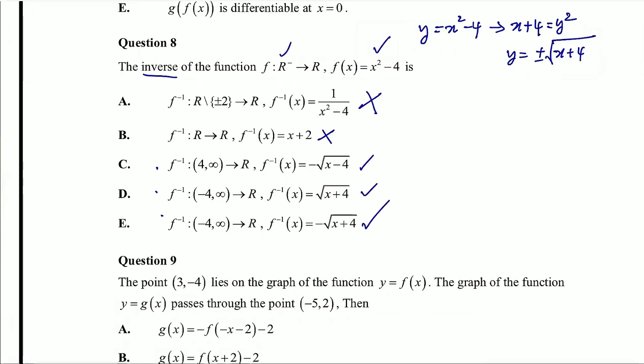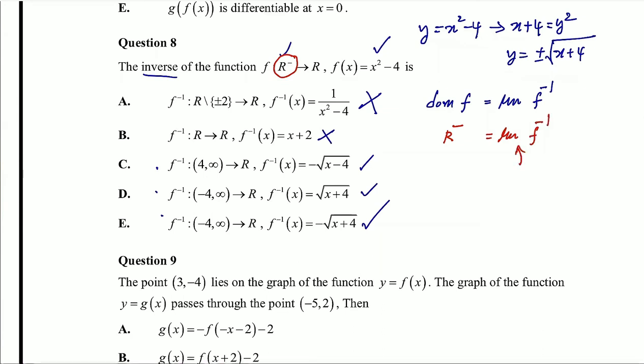Now, you know, in inverse functions, the domain of F is equal to the range of F inverse, right? So the domain of F is given here, R minus. R minus is the negative numbers, right? So this should be equal to the range of F inverse.